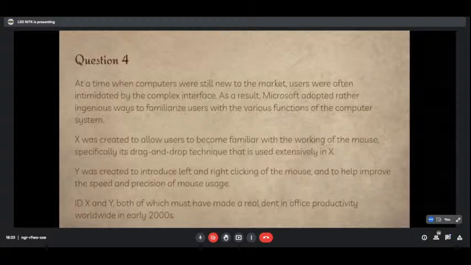At a time when computers were still new to the market, users were often intimidated by the complex interface. As a result, Microsoft adopted rather ingenious ways to familiarize users with the various functions of the computer system. X was created to allow users to become familiar with the working of the mouse, specifically its drag and drop technique that is used extensively in X. Y was created to introduce left and right clicking of the mouse and to help improve the speed and precision of mouse usage. ID X and Y, both of which must have made a real dent in office productivity worldwide in the early 2000s.